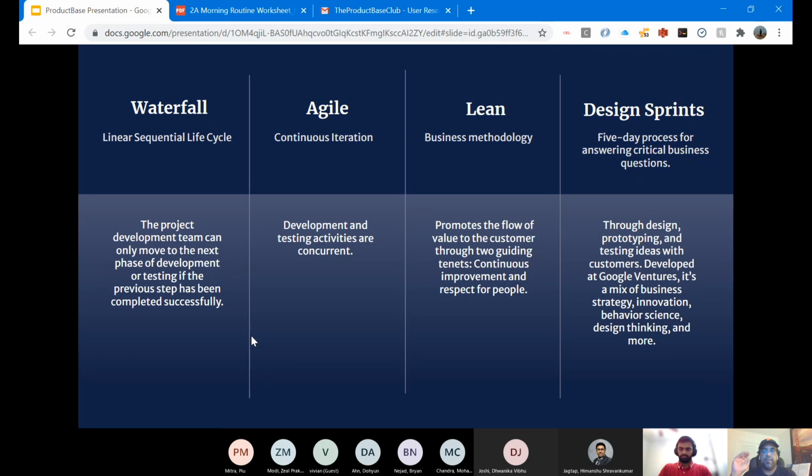Then there is the whole concept of lean, which is not a design or development process, but essentially a business methodology, right? How would you do the customer journey maps? How would you talk about user research? The methodology used is you're trying to get to what the user or the customer values through improvement and respect for people. So again, it's more abstract in nature.